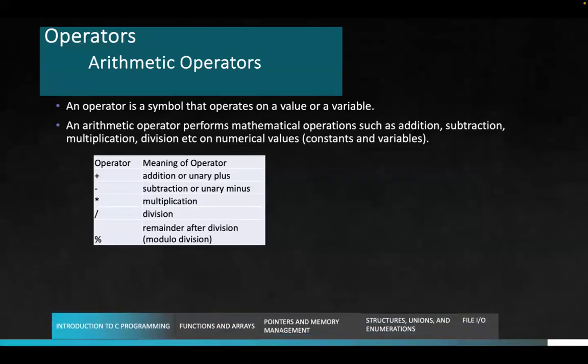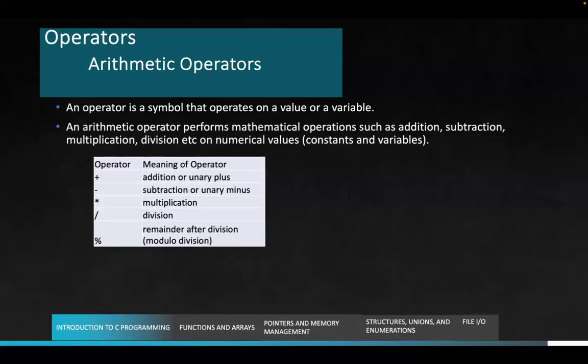Next is operators. What are the several operators and operations you can perform? An operator is a symbol that operates between variables or values. Let's say you want to perform a mathematical operation such as addition, subtraction, multiplication, division on numerical values. Then you can use these operators: plus, minus, star, slash, percentage. Plus is addition, minus is subtraction, star is multiplication, slash is division, percentage is the remainder after division. This is also called modulo division. It doesn't give you the quotient, it gives you the remainder.